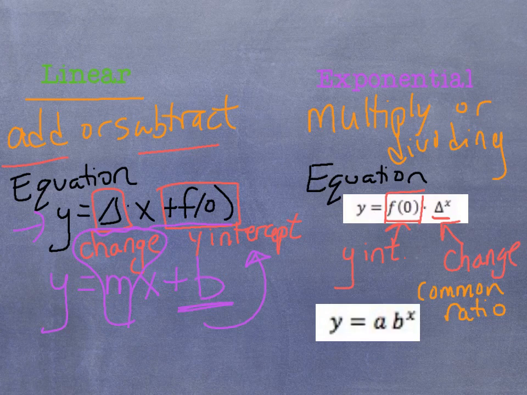y equals a times b to the x. Now make sure that we understand that there's a multiply between the a and the b, and that the only thing being taken to the exponent is the b. Okay?